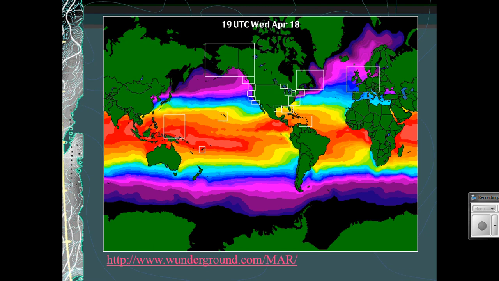This map is a thermal reading. It's a colorized image showing our warmest areas on the planet closest to the equator. The equator runs right through here. So it shows our warmest regions in red, our coldest regions in black.